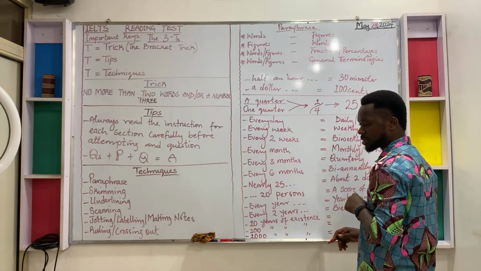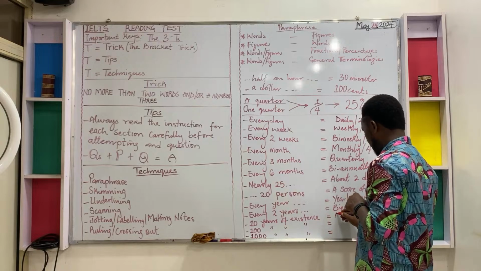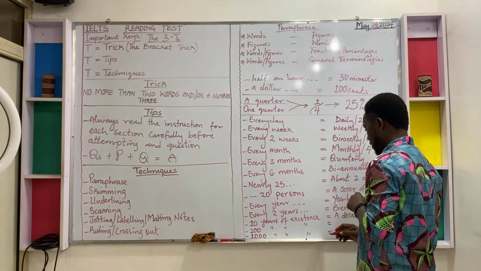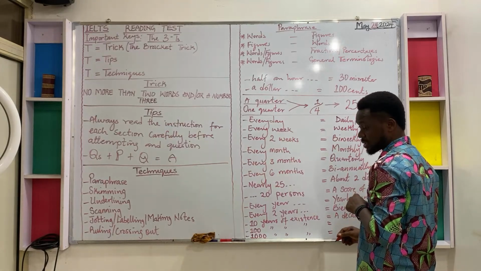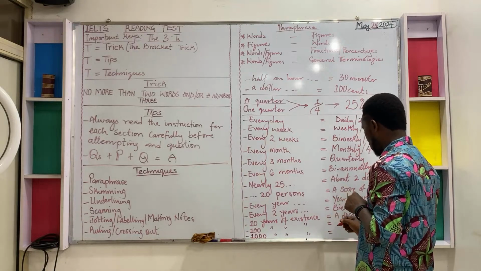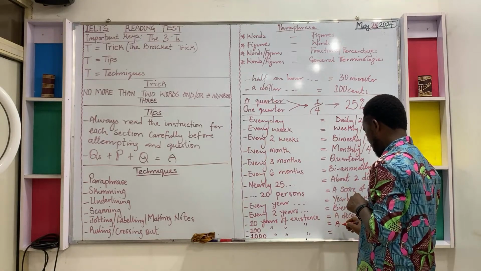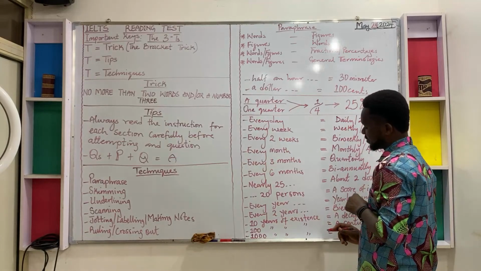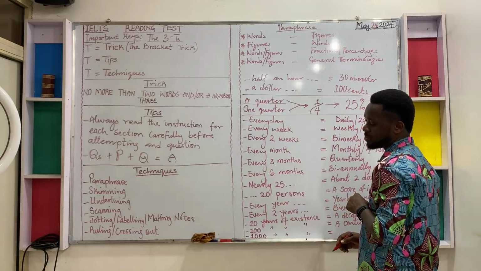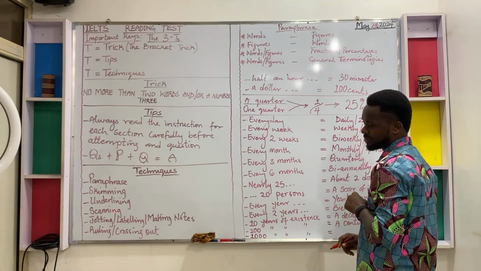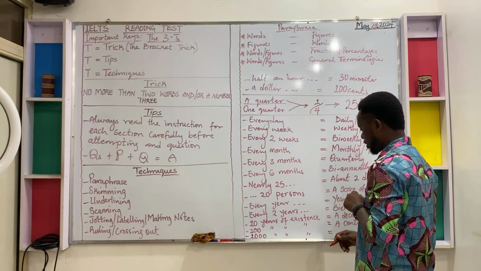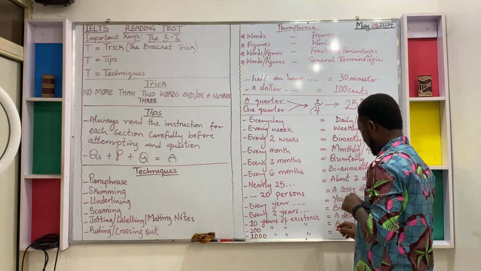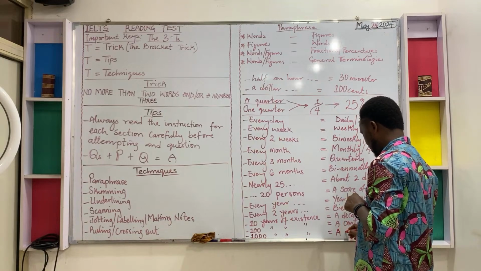10 years of existence. 30 years is 3 decades. What about 100 years? A century. Right? A millennium? 1,000 years can be written as what? A millennium.